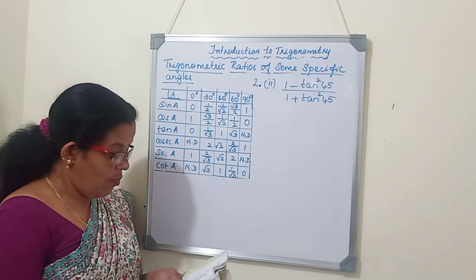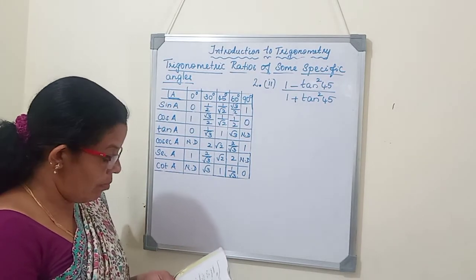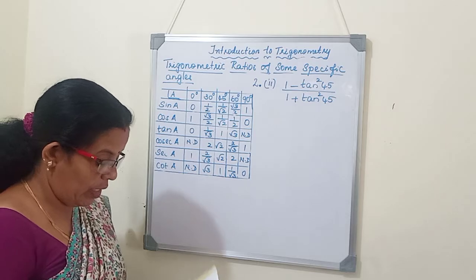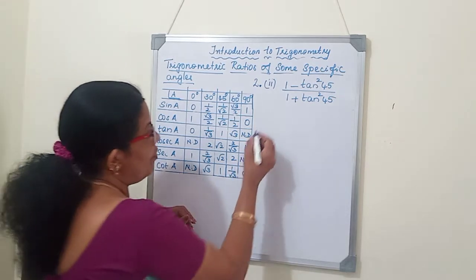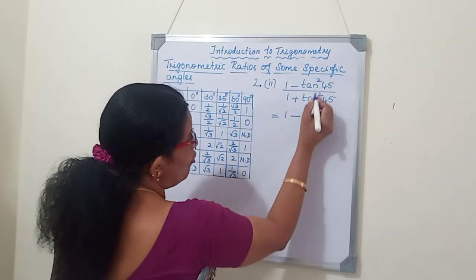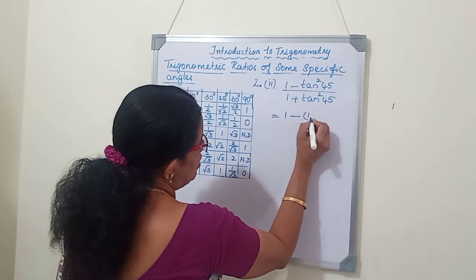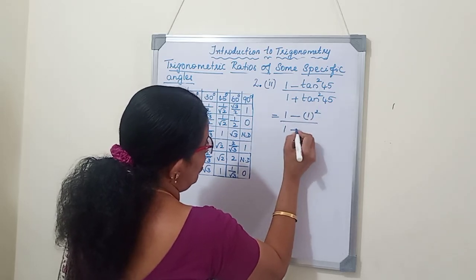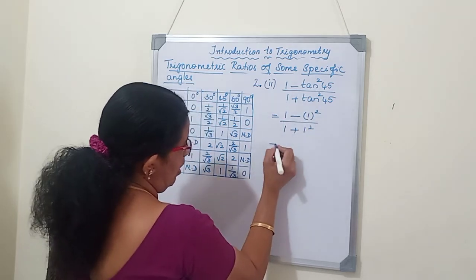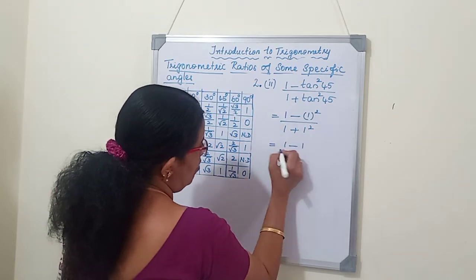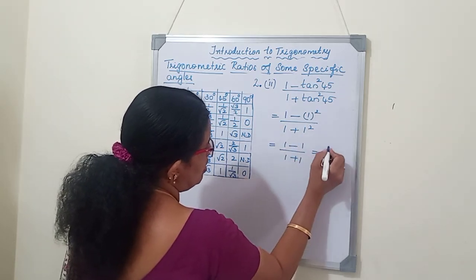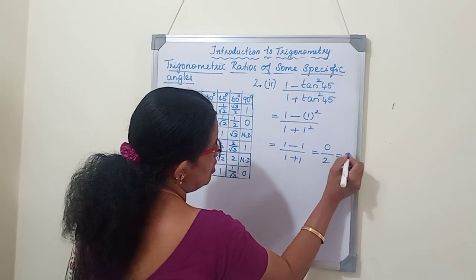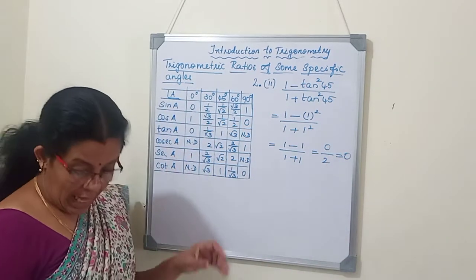Second question. 1 minus tan square 45 by 1 plus tan square 45 is equal to. So we will write 1 minus tan 45 is 1. So 1 square by 1 plus again 1 square equals 1 minus 1 by 1 plus 1. It is 0 by 2. It is 0. So 0 is the answer we got.